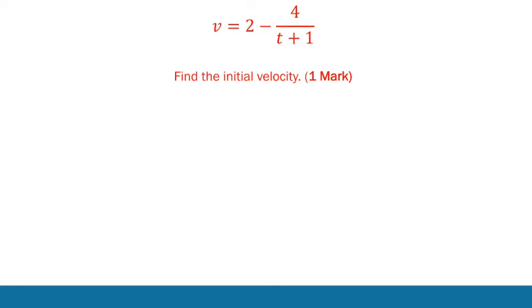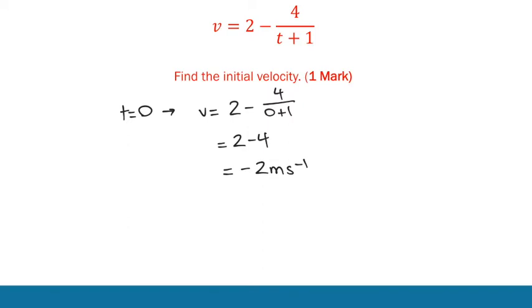So the first step is only worth a mark, so we expect it to be quite easy, and it's just finding the initial velocity. This is a mark that everyone should be able to get. This is a band 3 level question. Initial velocity means at the start, so when t is equal to 0. So pretty easy. We just go v is equal to 2 minus 4 on 0 plus 1, which is just 2 minus 4, which is negative 2 meters per second.